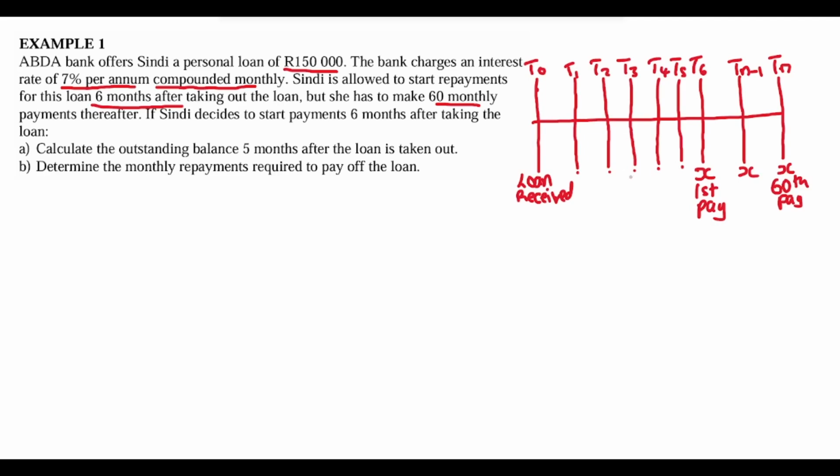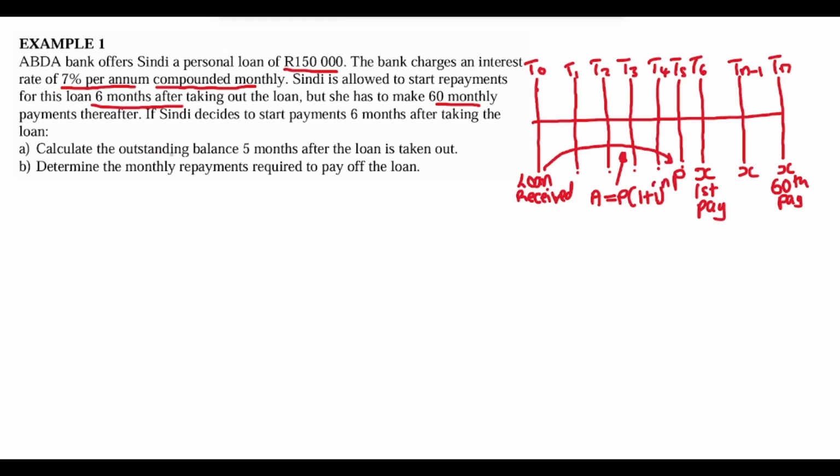Remember we said that the P-value is 1 period before the first payment. So it means we must get our P-value here at t5. From this period when the loan was received up to P, what will be happening here? This loan is gaining interest. We're going to use A is equal to P(1 + i)^n. Okay, that's the first part.